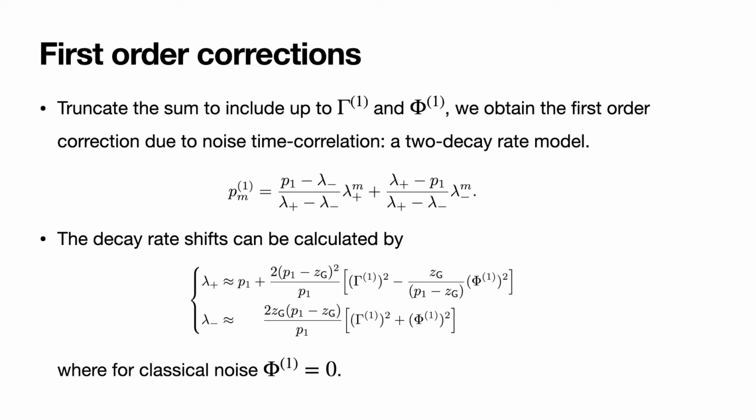For classical noise, phi 1 equals 0. This means that the shift for the lambda plus is always upward, while for quantum noise, both directions are possible. The lambda plus is close to 1 and lambda minus is close to 0. Therefore, in reality, the second term in the expression for Pm quickly vanishes and only the first term remains, leaving us the overall impression that Pm is an exponential decay.